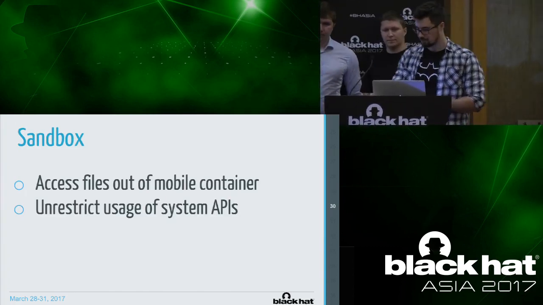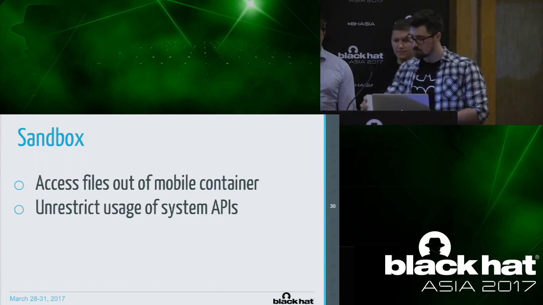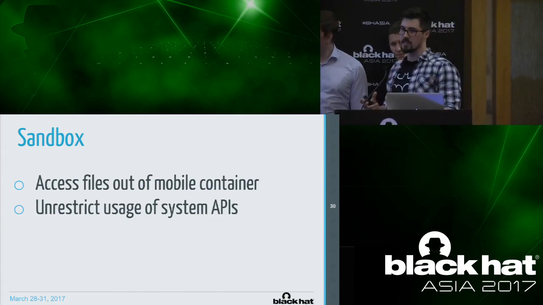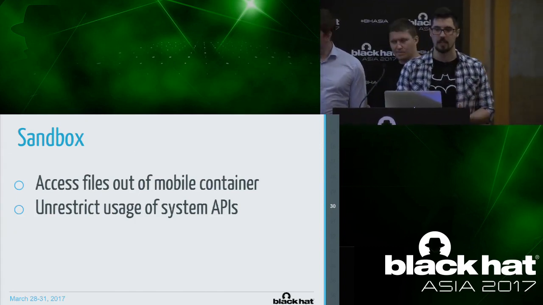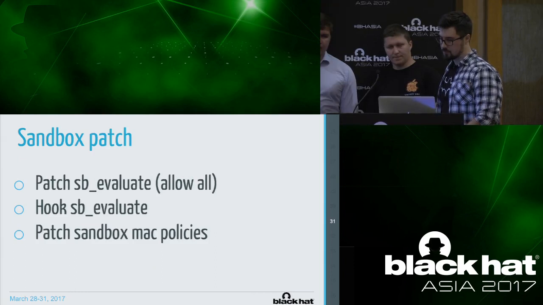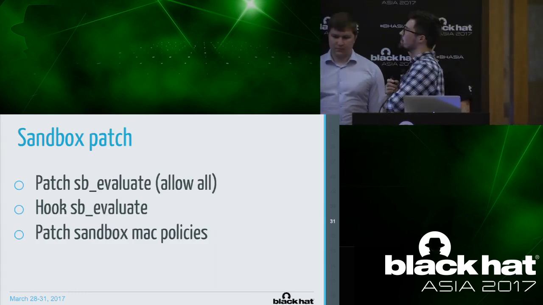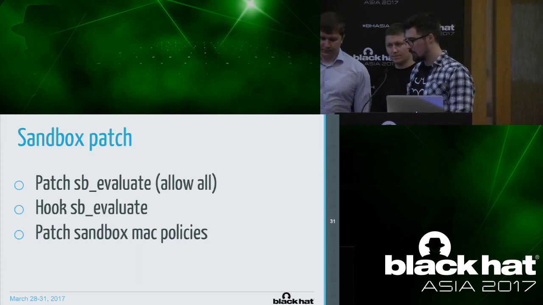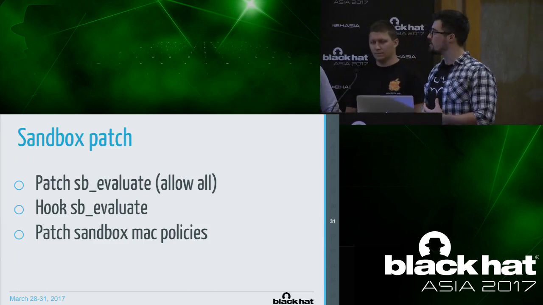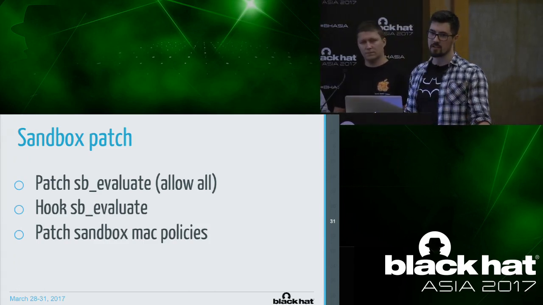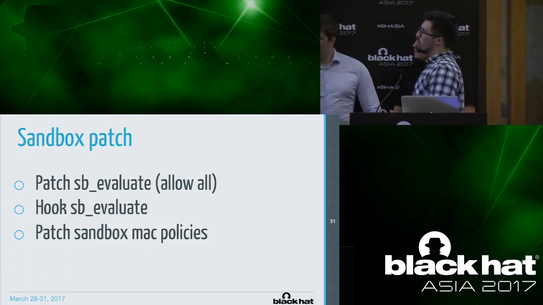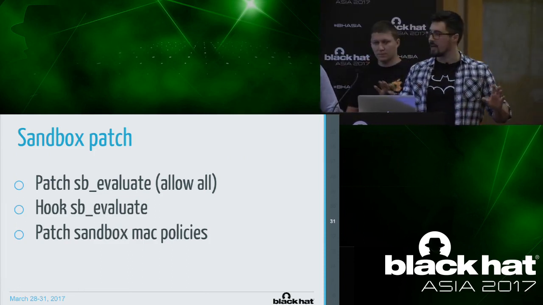Next thing is the sandbox. As I said, the sandbox prevents applications from getting full access to the file system. It prevents usage of the critical system APIs. And if you want to use these APIs, you basically need to patch the sandbox. There are a few ways of doing it in iOS. There is a function called sbevaluate, which triggers in most of the sandbox hooks. So basically, it grants access for an action. The action could be different, like a file access, like an export kernel task or so. So we can patch sbevaluate to always return true, so everything is granted for any action.